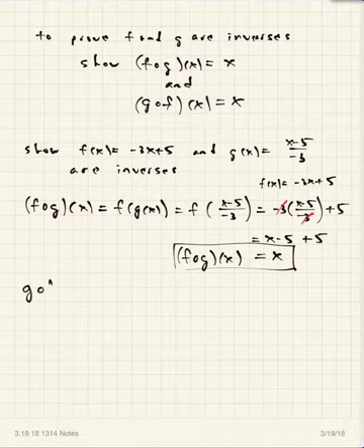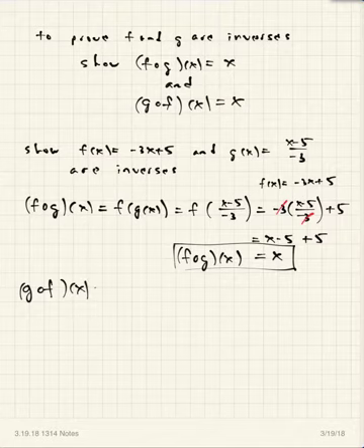You also have to show it the other way. Is it possible that one of the compositions gives you x, but the other one's not? Yes, it is. You kind of have to go out of your way to show it, to have a function like that. But it is possible. So you do have to show both compositions.